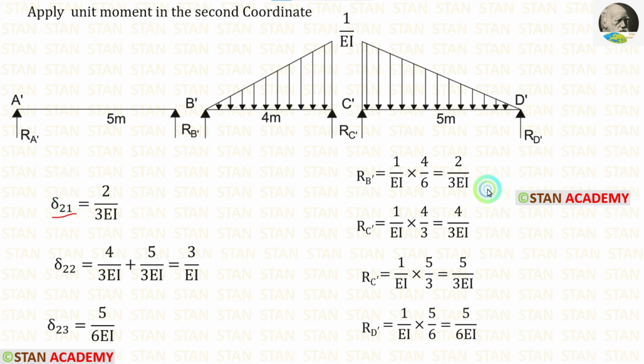For delta 21, let us apply the value of RB dash. For delta 22, we have to add these two values. After adding, we are getting 3 upon EI. For delta 23, we have to apply this value.